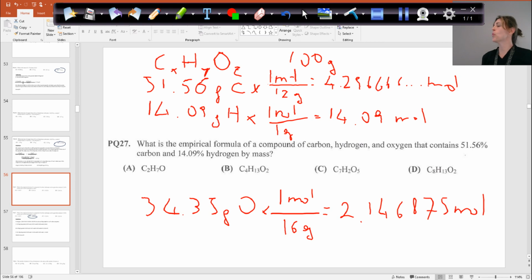How do I get one of these numbers at least to be 1? Divide by the smallest, yes. Okay, so I'm taking all of these numbers. I look at them. The smallest is this 2.14, etc., right? So I'm dividing all of them by the smallest, and that will give me the ratio, basically, the 1 to something else ratio. So let's divide all of these numbers. So divide by the smallest.